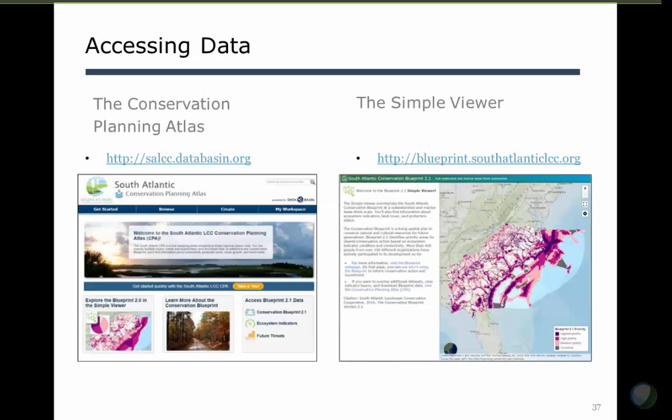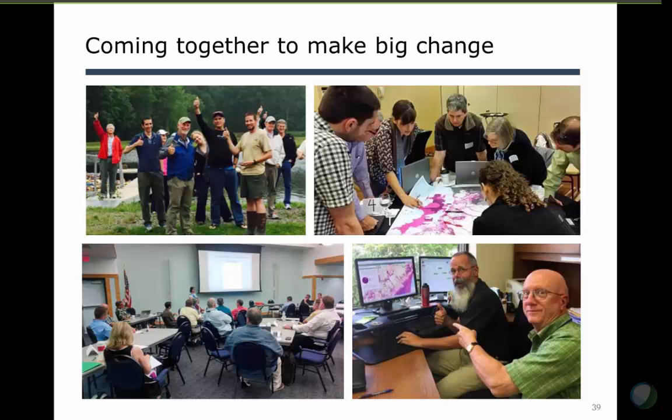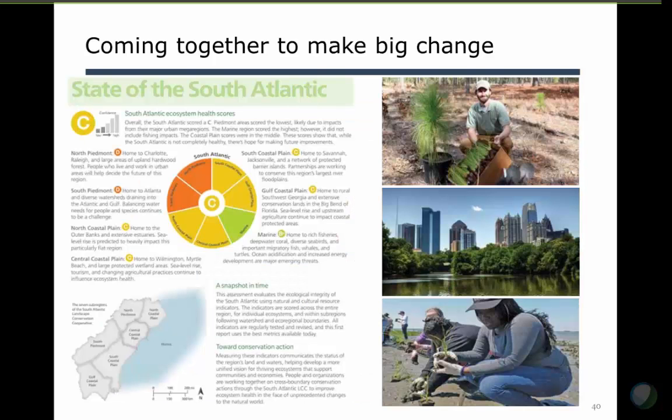All right, so that is the data side of things and accessing information from Blueprint 2. The other thing we were trying to do at the workshop was improve the blueprint implementation strategy. And so you remember, it's not just about making a really awesome, well-grounded map. It's about coming together to make this big change. How do we take those scores in the state of the South Atlantic and raise our scores and improve the ecosystems together?